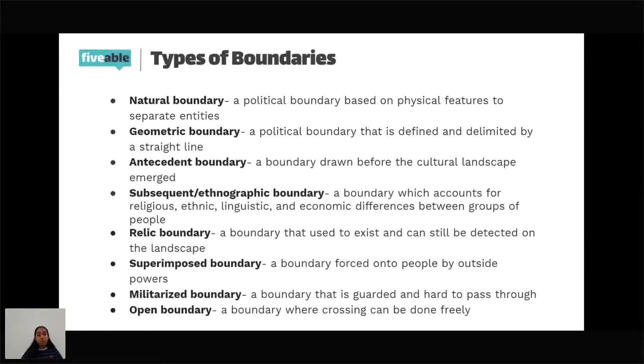And lastly, an open boundary is a boundary where crossing can be done freely. So an example of this would be the countries that signed the Schengen Agreement in Europe, and all of these countries now, the people can pass freely through them, as well as goods and services, without borders technically, and they can pass through these European countries freely.